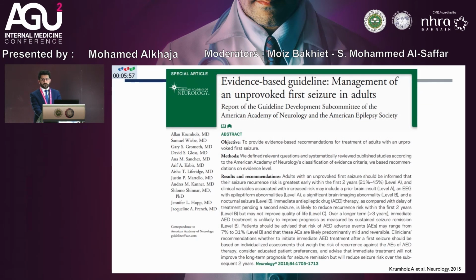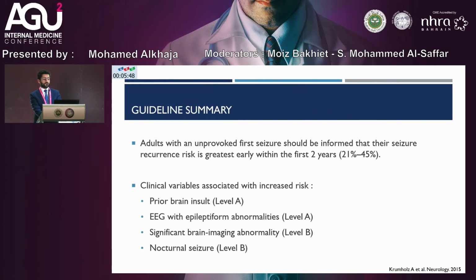In 2015, the American Academy of Neurology published the guideline regarding the management of the first unprovoked seizure in adults. The guideline summary was that adults with an unprovoked first seizure should be informed that their risk of recurrence is greatest early, within the first 2 years. It accounts for 21 to 45%. Clinical variables that are associated with increased risk include a prior brain insult, EEG with epileptiform abnormalities, significant brain imaging abnormality, and nocturnal seizure. So one unprovoked seizure with any of these 4 things means you probably need to start treatment after consulting with the patient and looking at patient preferences and their job.